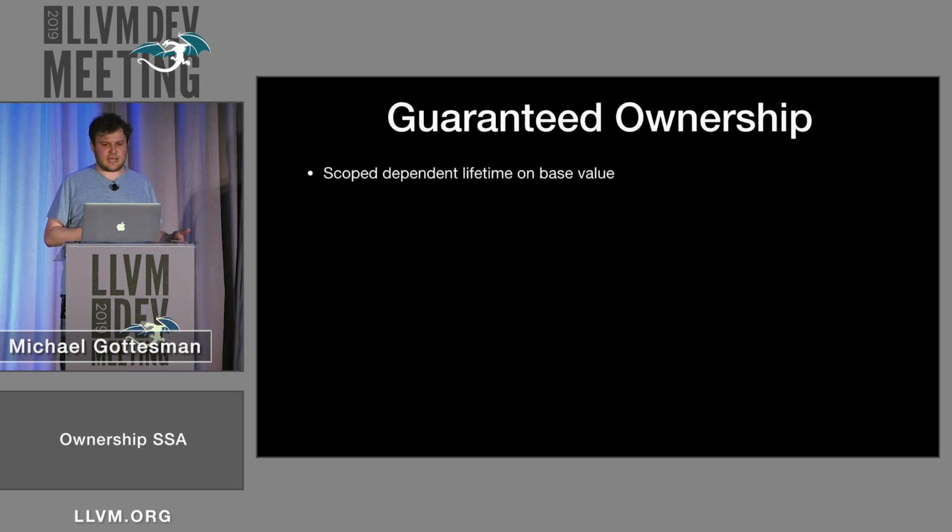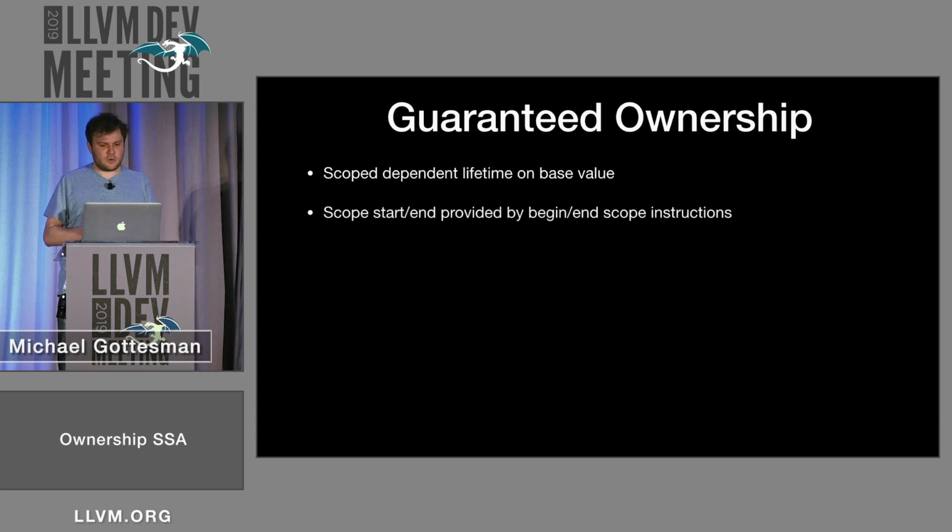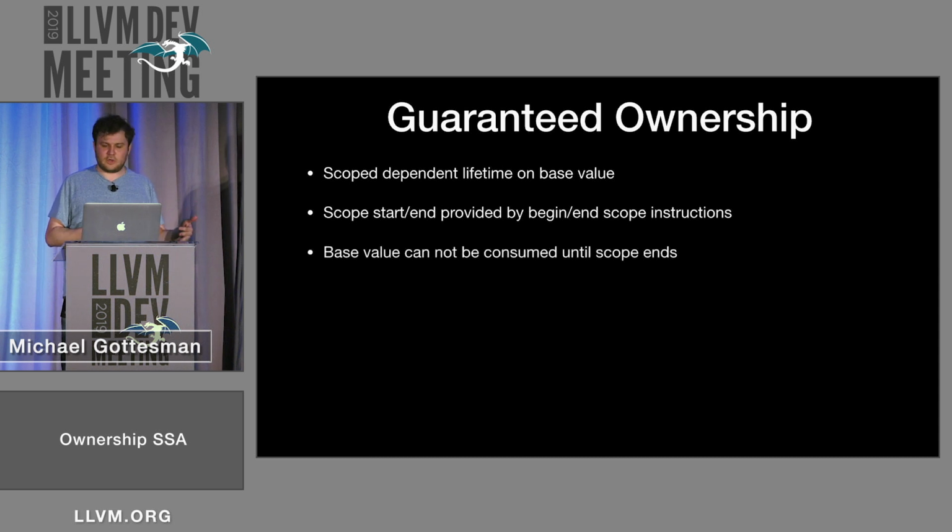Guaranteed ownership in OSSA is used to model values that have a scoped, dependent lifetime on a base value. As such, guaranteed values are never consumed since the scope provides liveness via that dependence on the base value. These scopes are introduced into the IR by explicit begin and end scope instructions. These instructions summarize explicitly the regions of code where the guaranteed value can be used, resulting in simplified analysis and verification. A base value, regardless if it is owned or guaranteed, must statically be live until the end of the scoped region. This ensures that our base value is never invalidated while our guaranteed value is live.